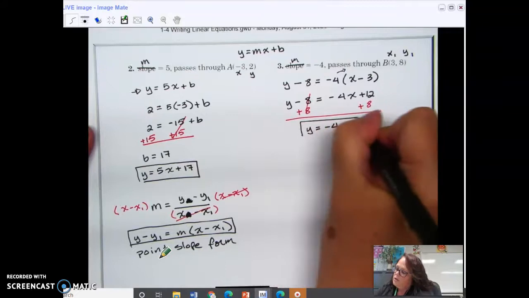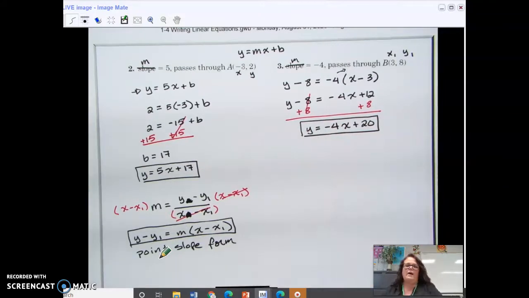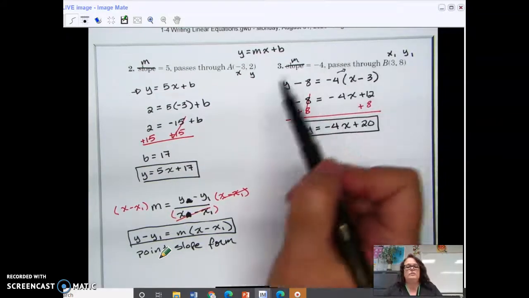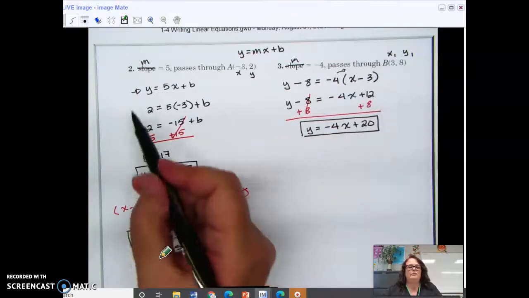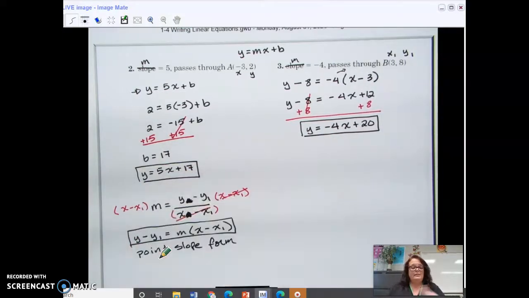So what I want you to notice is once I solved for y, I was totally done. So do you see that this process saved me some steps? So I'm going to be honest, it doesn't matter to me which method you use. You could use either one. They are both equally fine.